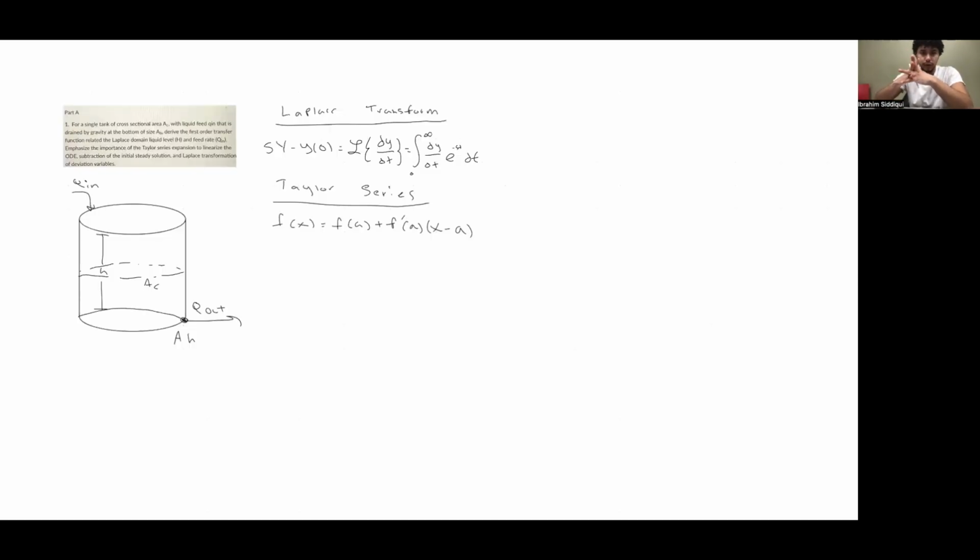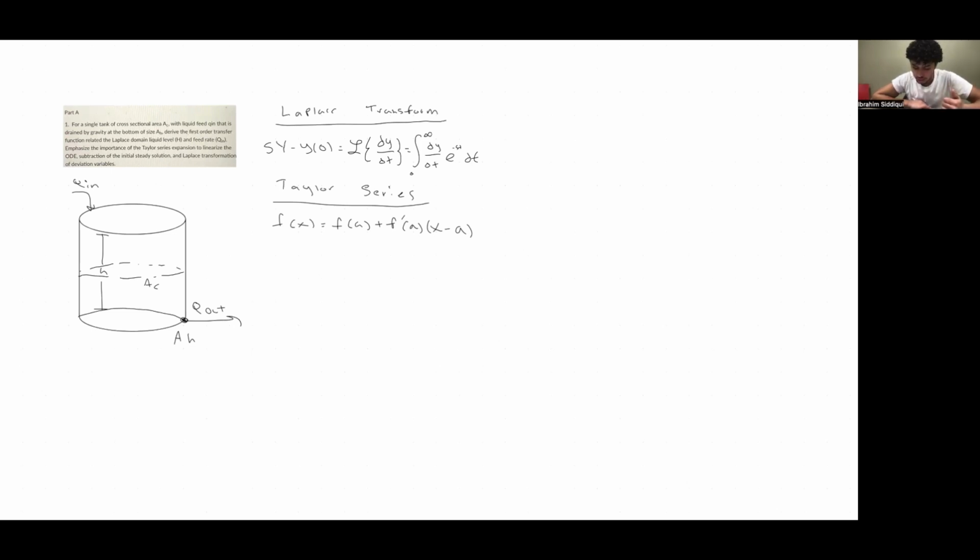Okay, so we are now starting part A of homework 4 for process dynamics and control. Our part A is going to be split up between two parts. For now, we're working on a single tank, not three tanks. For this, we have a tank, as you can see here, with a cross-sectional area. I labeled that as AC, with the liquid feed Qn drained by gravity at the bottom through a hole, which has a cross-sectional area, right?